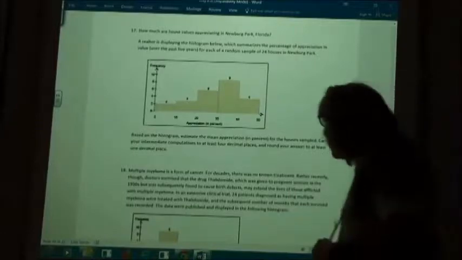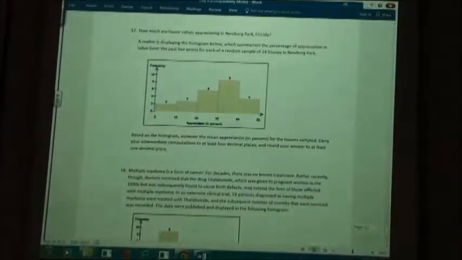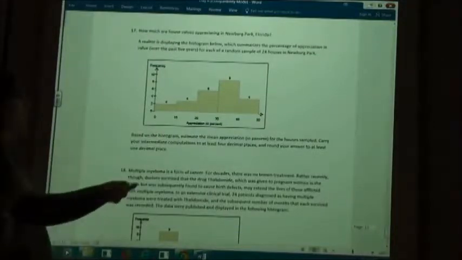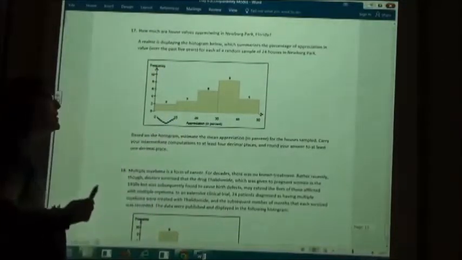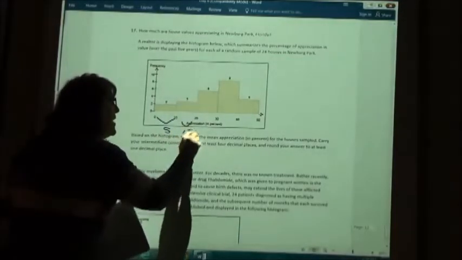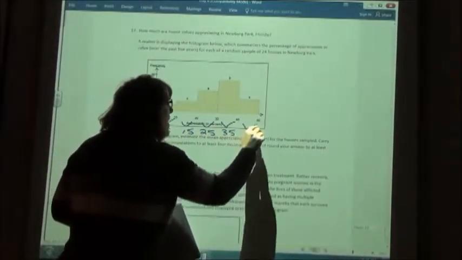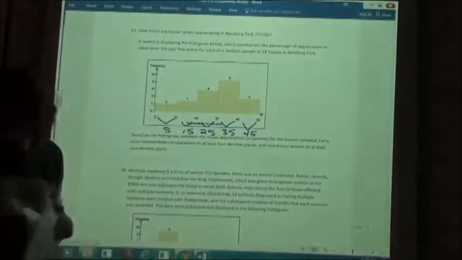Number 17, same kind of thing. Based on my histogram, I want to estimate what my mean is going to be. So I'm first going to find the midpoints of each of my bars here. Halfway between 0 and 10 would be 5, 15, 25, 35, and 45, right?